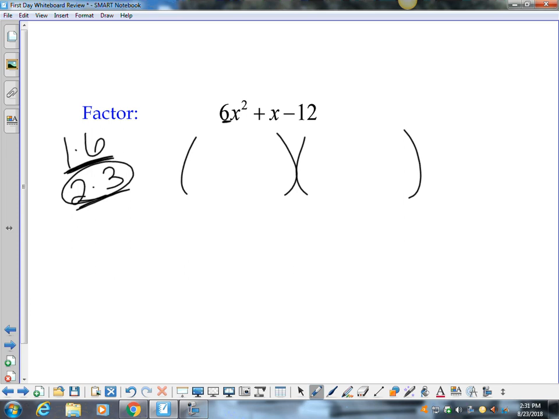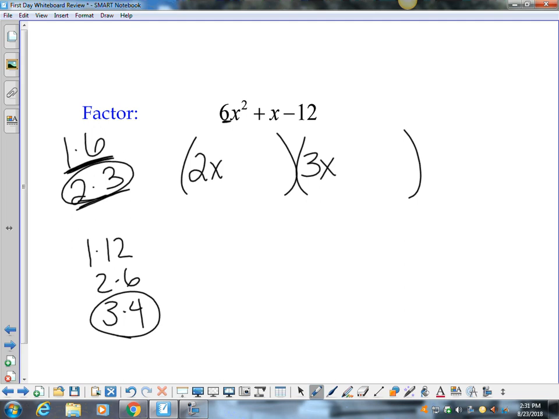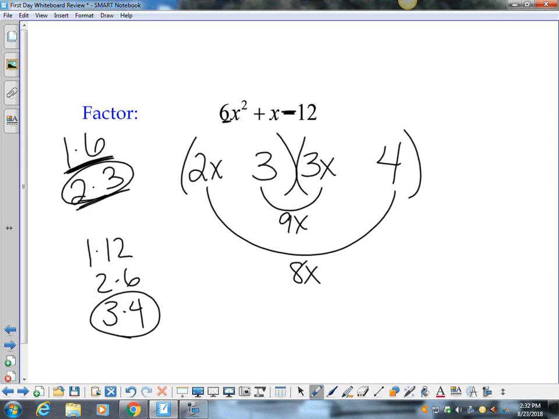It's not guaranteed to work, but about 80% of the time it's going to be those 2. So I'm going to go 2x and 3x. I could have done 3x and 2x. It doesn't matter. With 12, my options are 1 and 12, 2 and 6, and 3 and 4. Again, I'm going to start with the 2 that are closer together, so that's 3 and 4. I'm trying to subtract to get a 1. So I need 3 and 4, because that's going to give me 9x, and that's going to give me 8x, and those are going to subtract to give me 1.